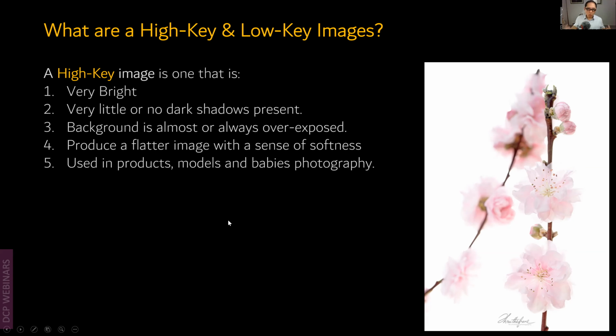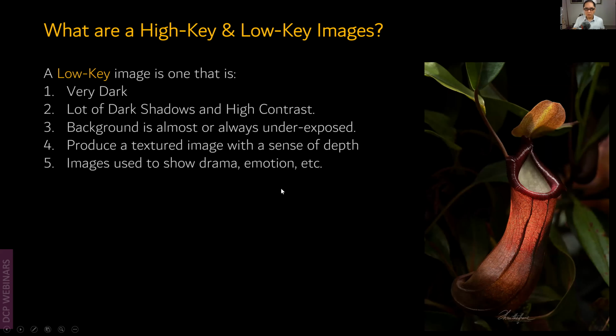So what is a low key image? A low key image is one that is usually very dark. There are lots of dark shadows and high contrast between the whites and the blacks. As you can see on the image on the right, the pitcher plant itself looks very bright, very well lit, but the background is underexposed. The background is almost always underexposed. This produces a textured image with a sense of depth.